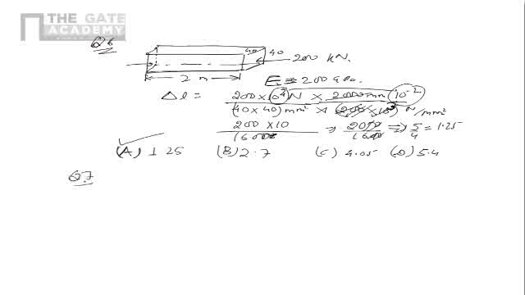A bar having a cross-sectional area of 700 millimeter square is subjected to axial loads at the positions indicated. So there's a bar like this. It has an area of cross-section of 700 millimeter square. So I just write it here. The area is equal to 700 millimeter square.